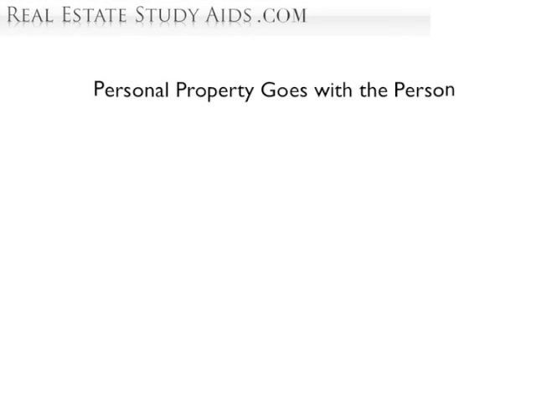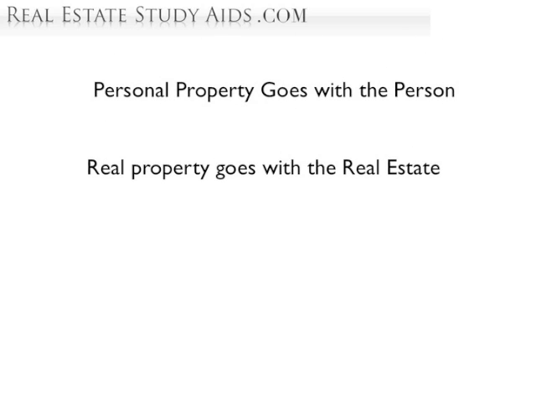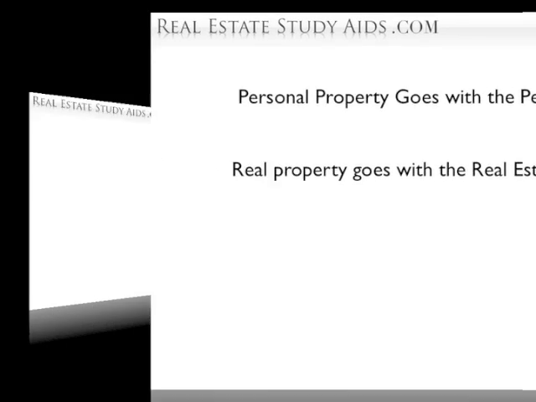Saying that real property is immovable and personal property is movable is a general rule. Another way to help you remember what is real and what is personal is to keep in mind that personal property goes with the person and real property goes with the real estate.